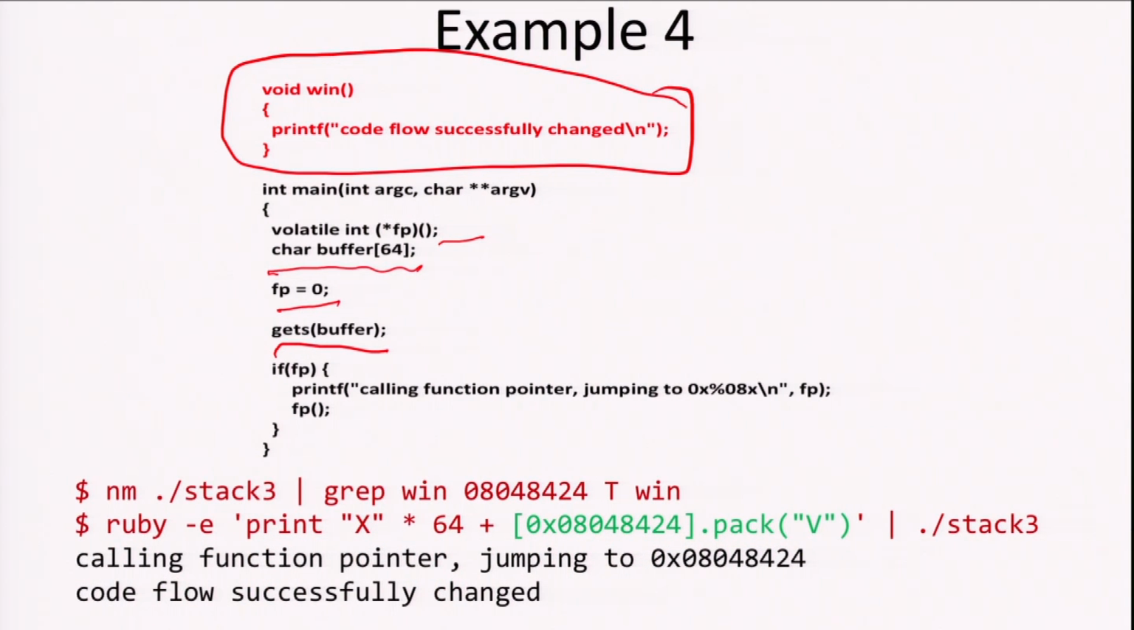First we run the nm command and grep for the function name win, because we want to know where the address is, and that should be in the next line, as that would be our answer from this nm command with the grep. So what this says is the address of the function win is 08048424. Now this time we are using Ruby. I mean, you could use anything, like Python as well.